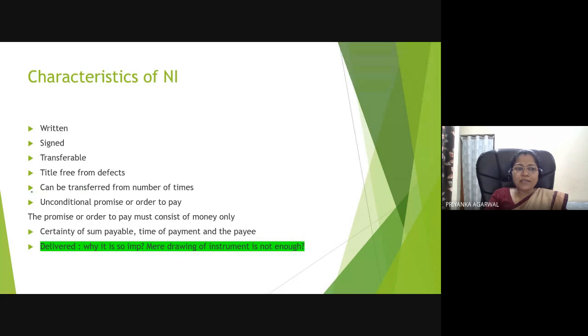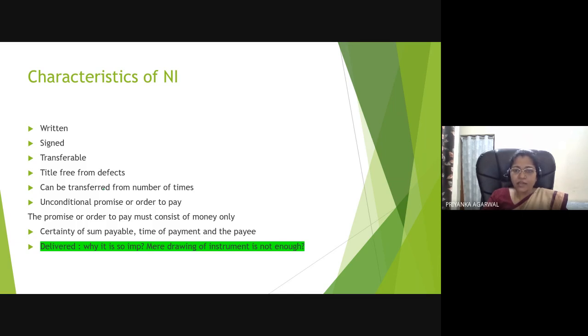The promise needs to be unconditional, so it should not be dependent upon anything. We have read about endorsement being conditional, but we are not saying that a negotiable instrument is conditional. So don't confuse the two. Endorsement may be a conditional one, but a negotiable instrument must be unconditional. I will not say, as Mr. A, that I will pay Mr. B this amount only when B will marry. There is a condition attached to making the payment, right?